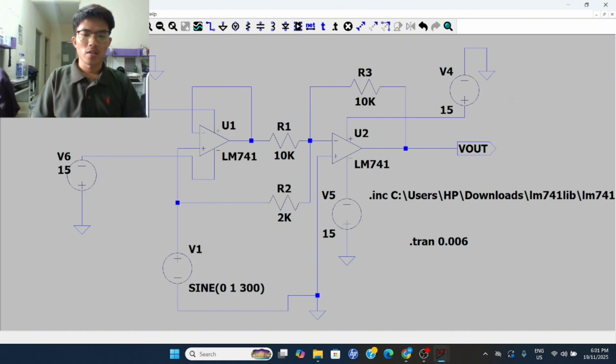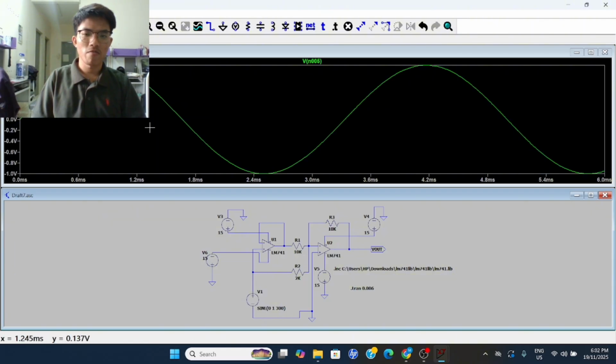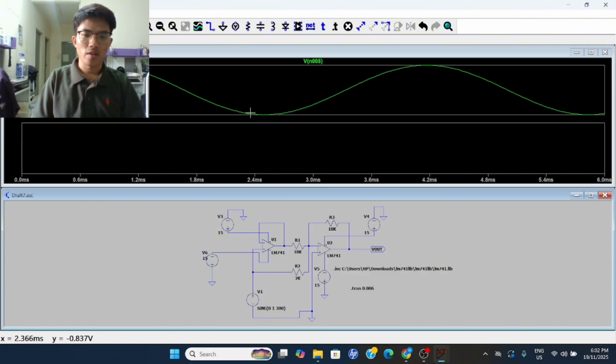This is the circuit schematic for the summing amplifier. Let's have two op-amps, still the same LM741, and the positive Vin connects with the second amplifier. I will run the circuit. First I will click on the Vin. This is the waveform for Vin, and then I will add Vout. I will click on the Vout, and this is the waveform for Vout.